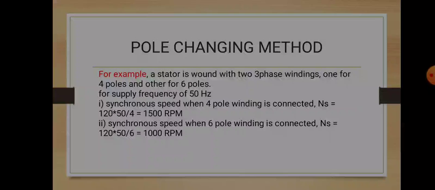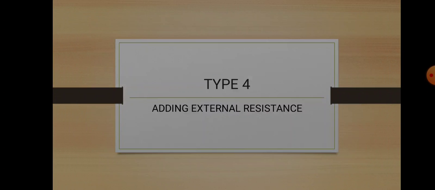So by increasing the number of stator poles, the speed of the induction motor can be controlled or varied. This is one of the best methods of changing the speed and can be applied only for the cage induction motor, the squirrel cage induction motor.